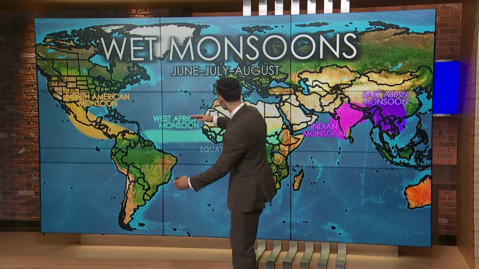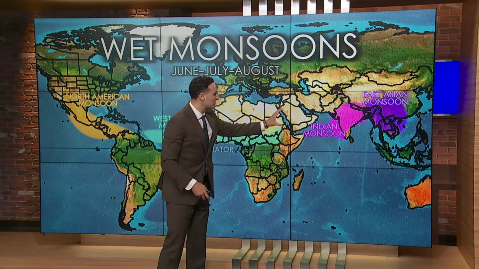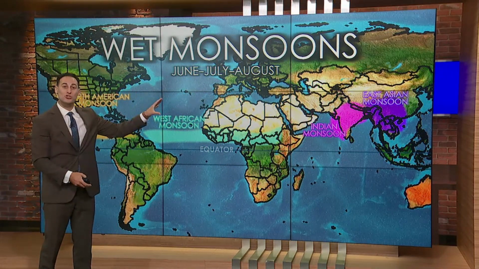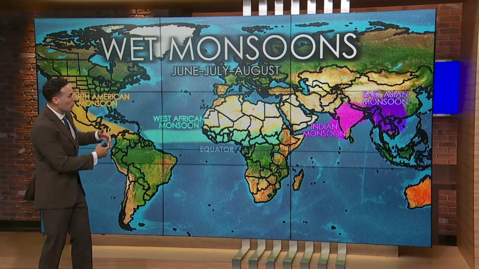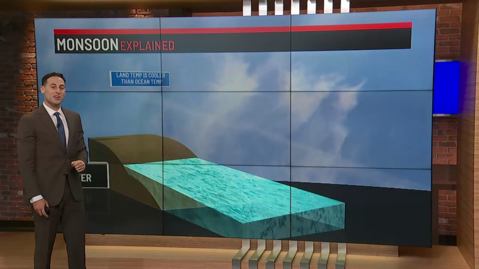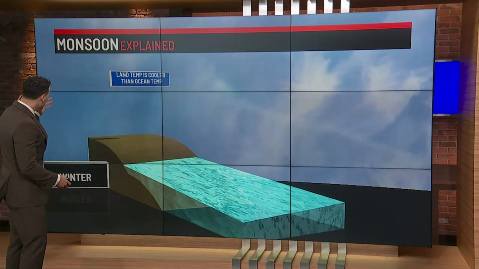So all across the world we have monsoons. We're going to focus on the North American monsoon right over here. There's a West African monsoon, the Indian monsoon, maybe the most popular in the world, and the East Asian monsoon as well. And while it gets wetter during the summer months, mainly June, July, August in these areas, there's a corresponding region that gets drier as well. Let's talk about what causes this shift in wind direction, starting off with winter.